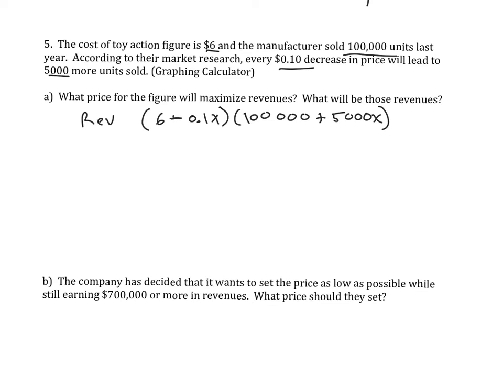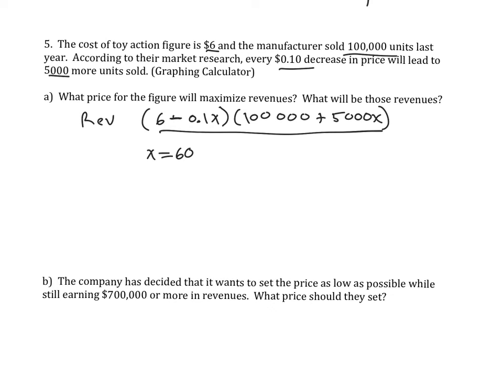All right, to maximize our revenues, we want to find the vertex of this quadratic. We can quickly tell that the zero values for this are going to be when X is equal to 60, which means that we reduce the price by 10 cents 60 times all the way down to 0, which means that no matter how many we sell, we're only going to have 0 revenues.